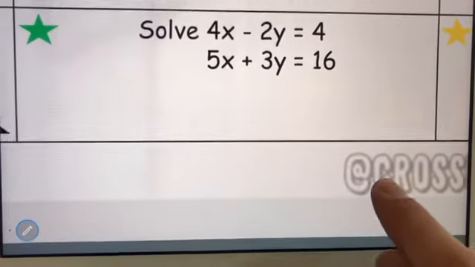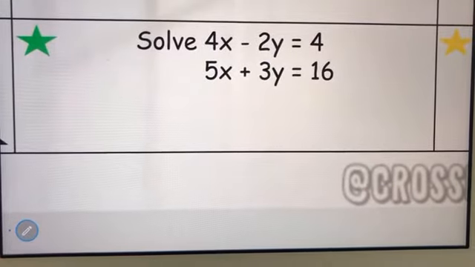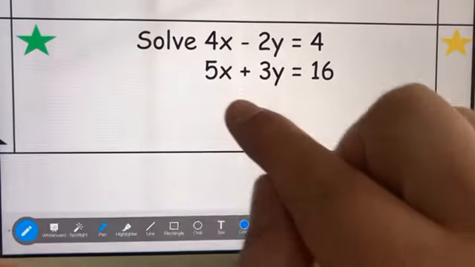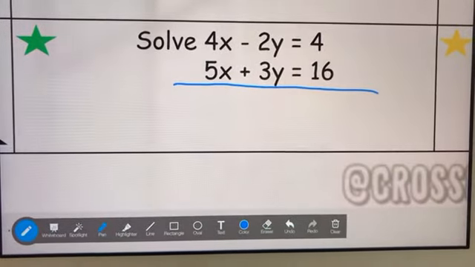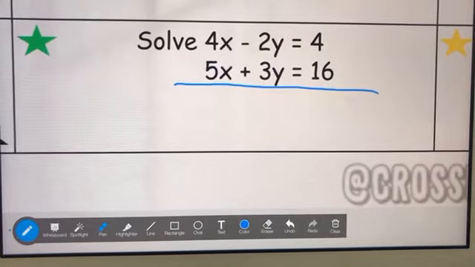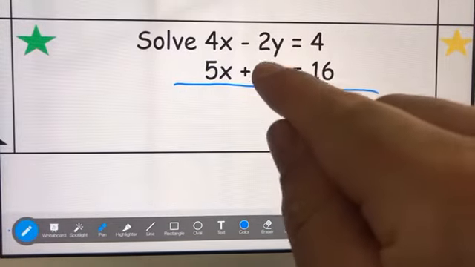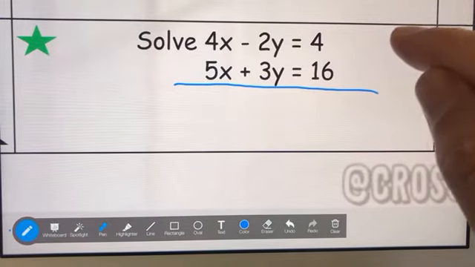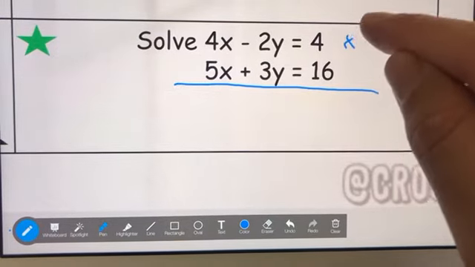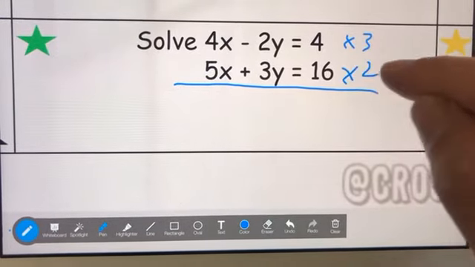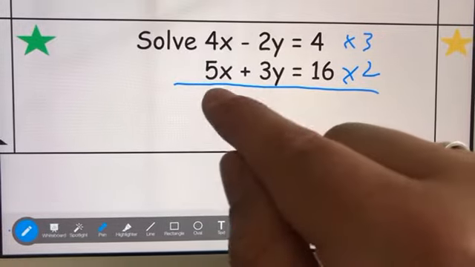Okay, solving simultaneous equations. This is a really good one as well. I've got to make my y values. I always aim for the y values. I don't try and do any different ones. Always go for y. Try and make them the same thing. Now, I've got a 2y and a 3y. I'm going to try and make them into a 6y. So I'm going to times the top all by 3. And if I times the bottom all by 2, they'll both become 6y.